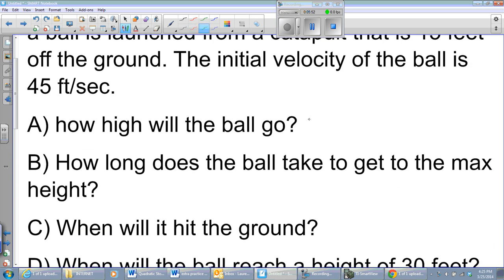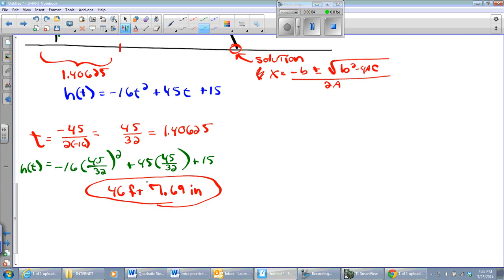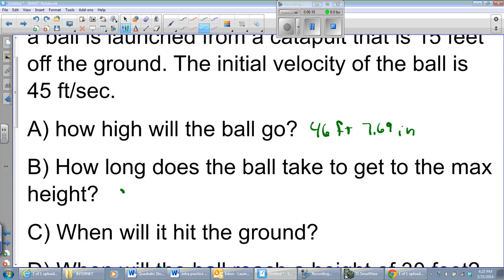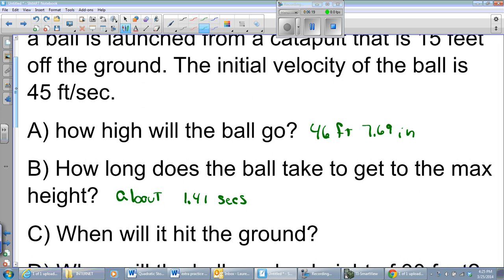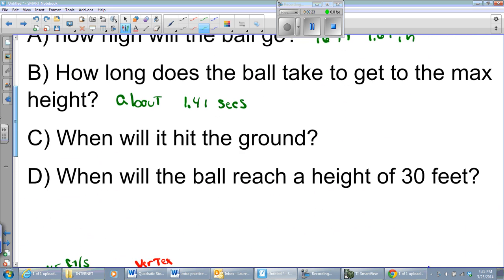So it's 46 feet, 7.69 inches. How long does it take? Well, I already know this. This is this number right here. Okay, and then I can round that. So I'll say about 1.41 seconds. Now, if I plug 1.41 into the equation, I'm going to get a slightly different answer than I did. That's why I didn't round until it was time to answer.